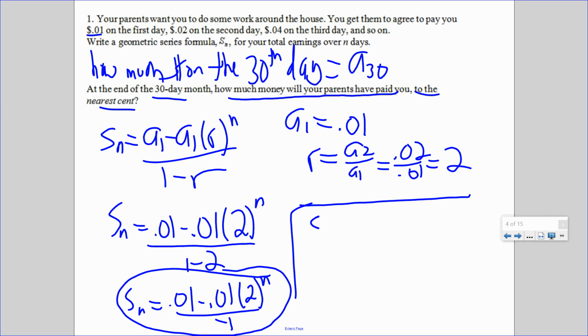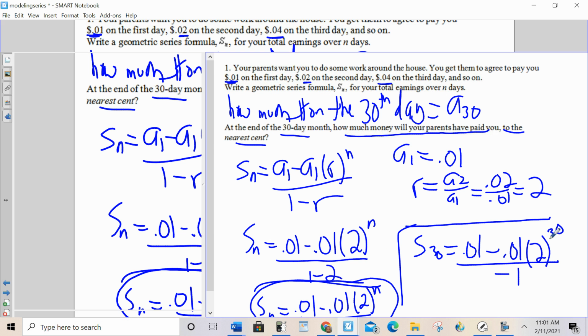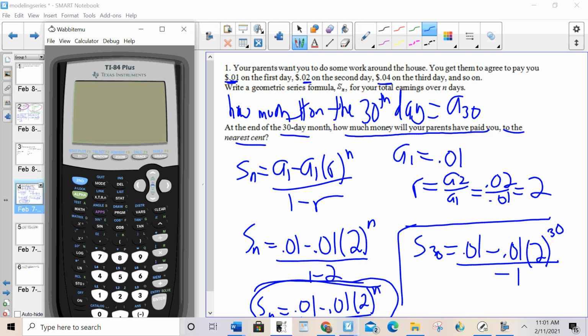So S30 equals 0.01. I'm just using this formula that I wrote here, minus 0.01 times 2 to the power of 30 over -1. Now what's great about this question is it sounds like the parents are paying you nothing. They're getting a penny, 2 pennies, 4 pennies. So if you can trick your parents into this, you're going to see how much money you're going to make. It's going to be pretty awesome.